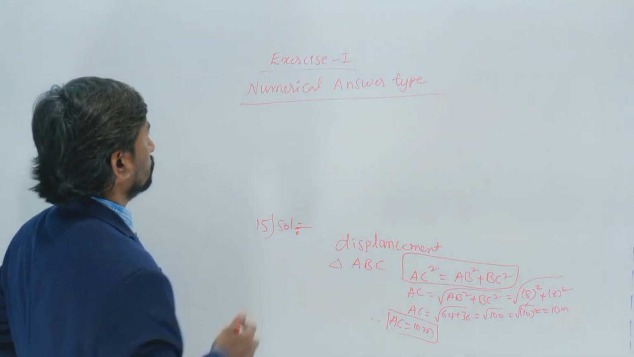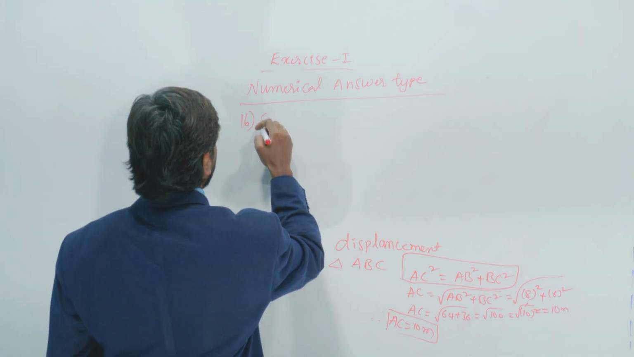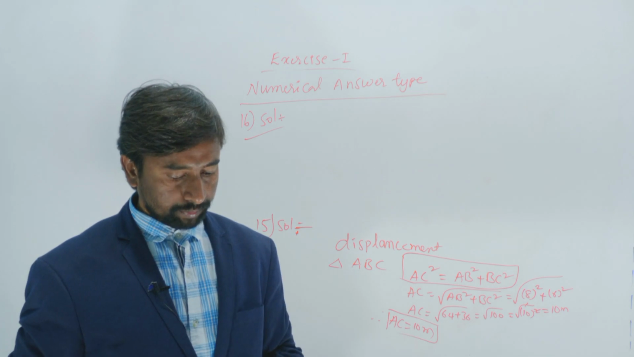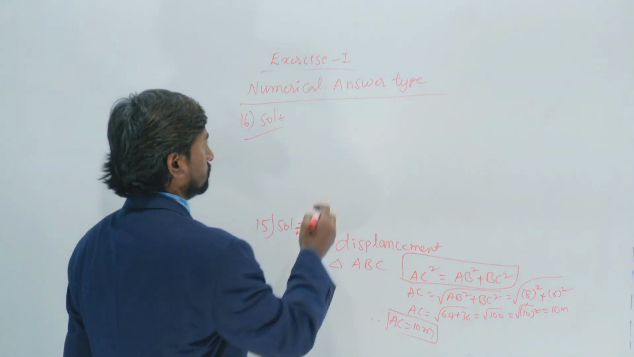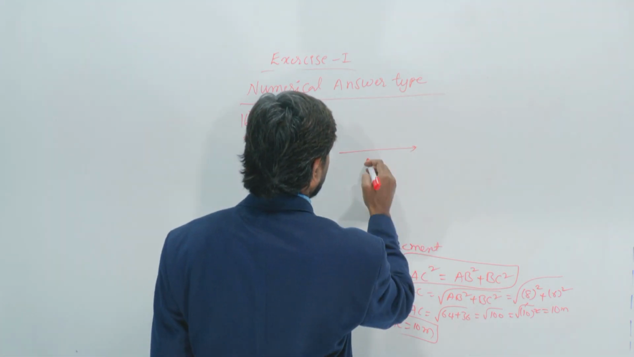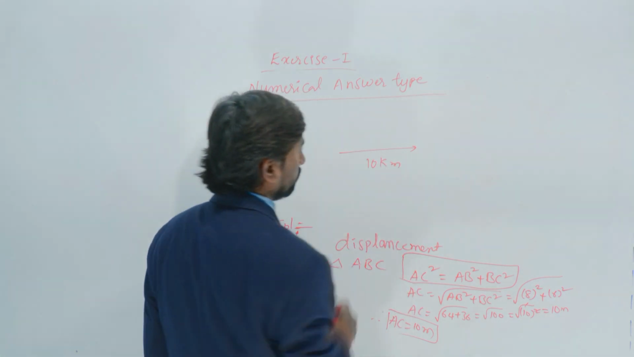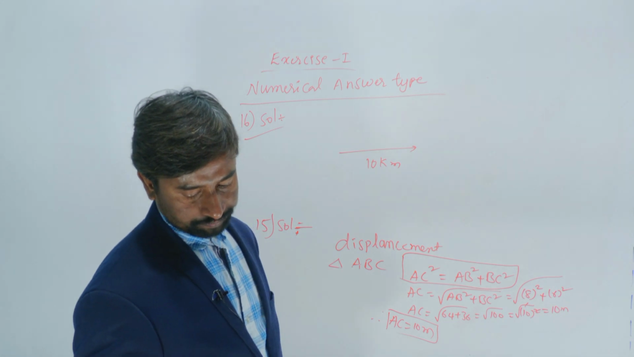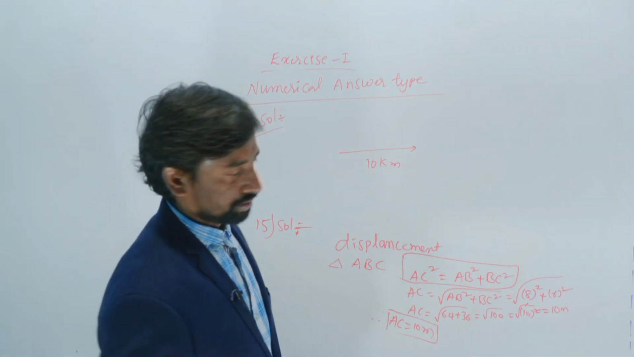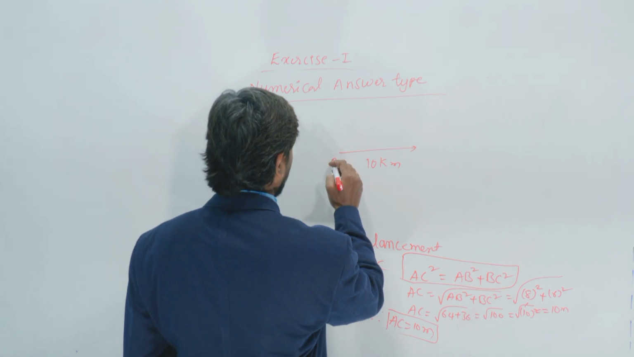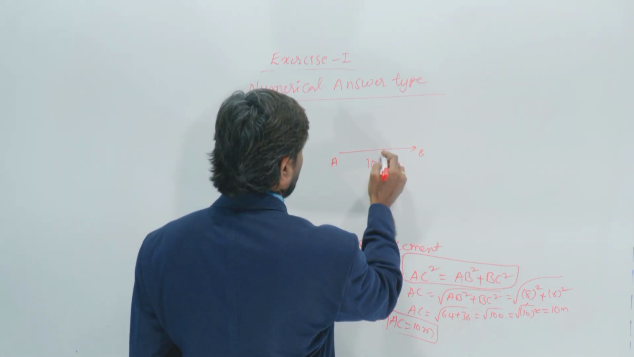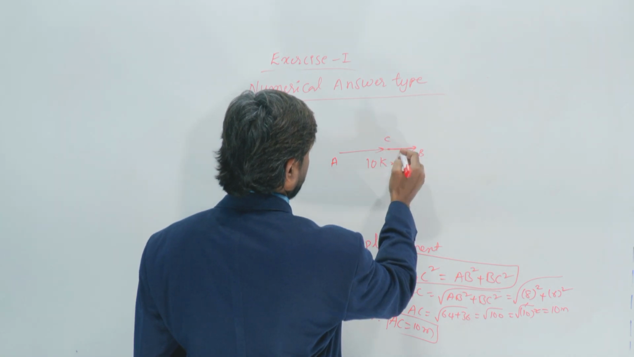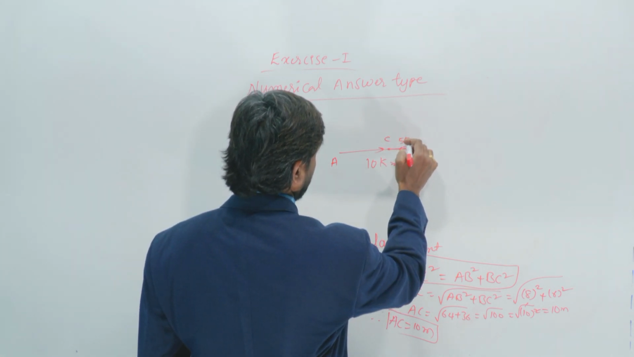So 16th one, numerical type answer questions. 16th solution, see there. A car travels 10 kilometers towards east. So east means like this, towards east 10 kilometers, and from there towards west 5 kilometers. Let us consider this is A and this will be B, east, like this direction, and then from here to here it is 5 kilometers towards west. This is west, this is 5 kilometers.